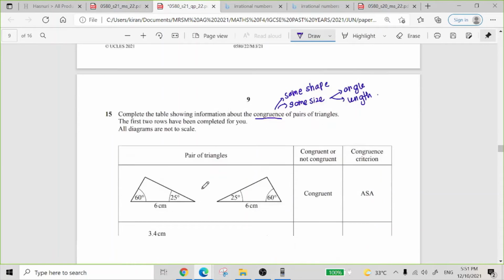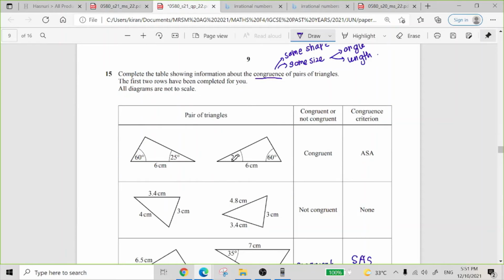Okay, we got the first one. We have two triangles here. Okay, these two triangles, we have 60 degree, 25 degrees, 25, 60, and we have the same angle and also the same side of length. So means that they are congruent. So how about to answer for part for congruence criterion? Okay, you can answer A as A.